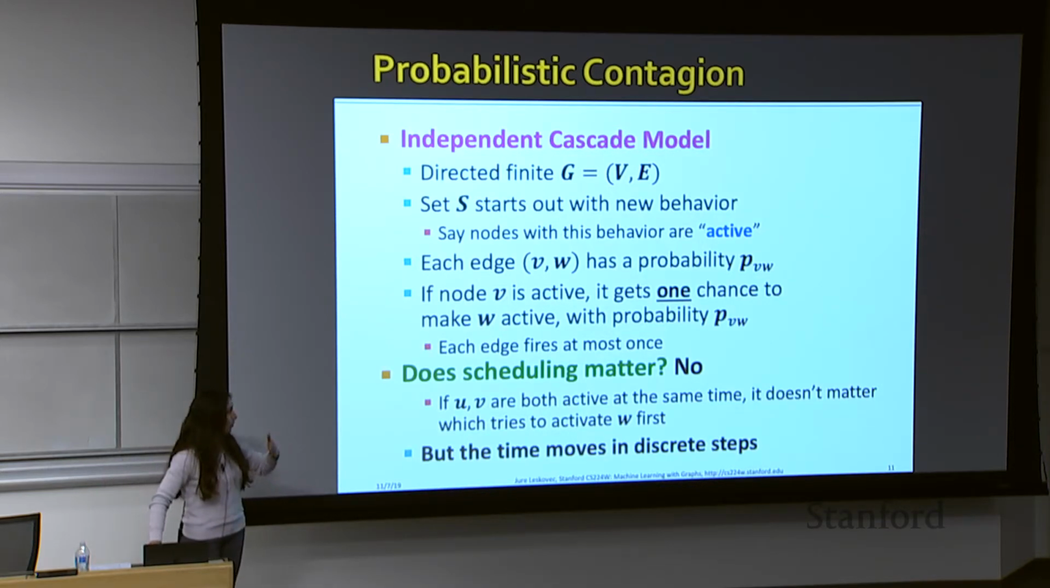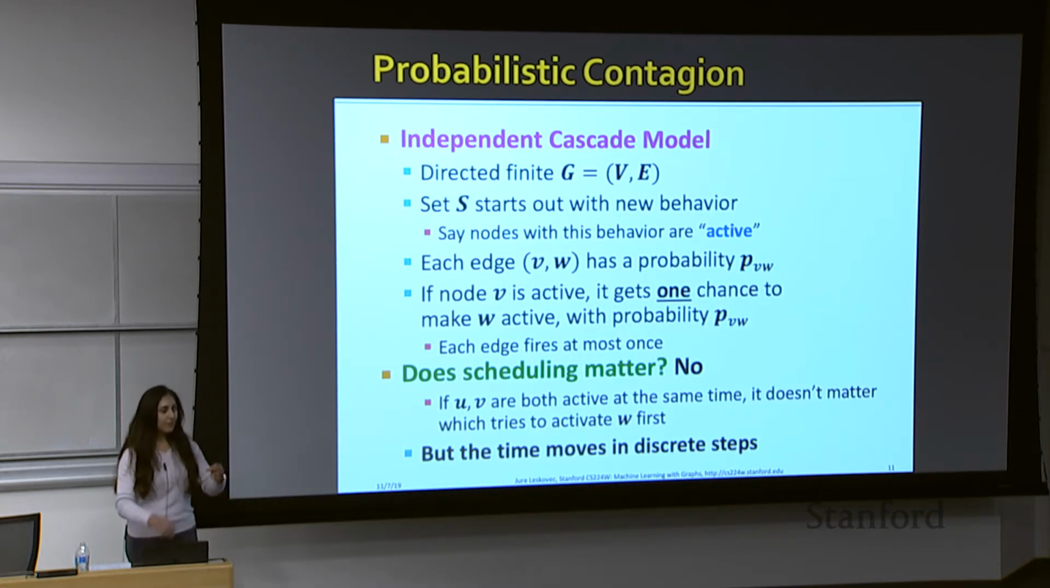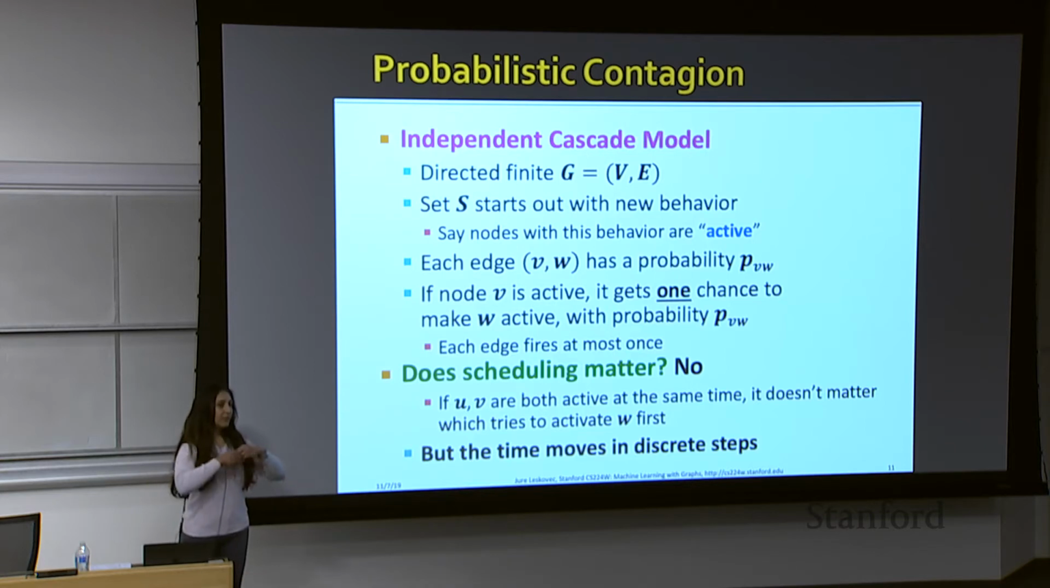And we go over time. We go step by step, and at every step, everybody who is active and didn't use their chance before can activate new nodes.